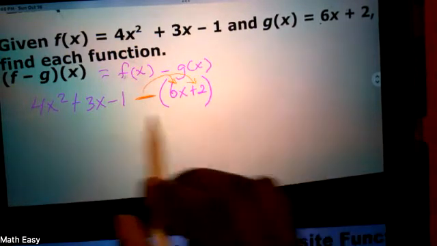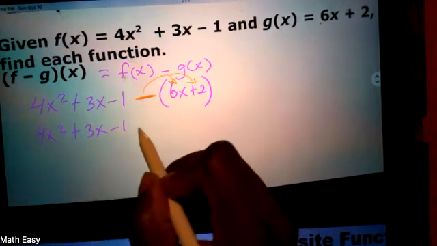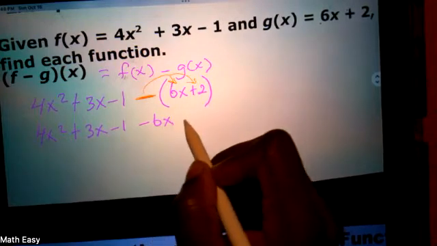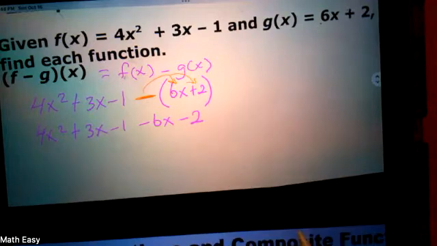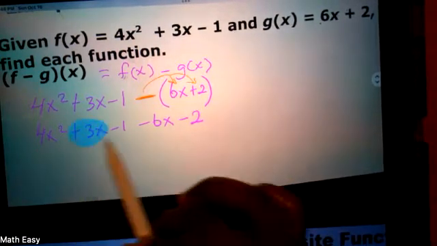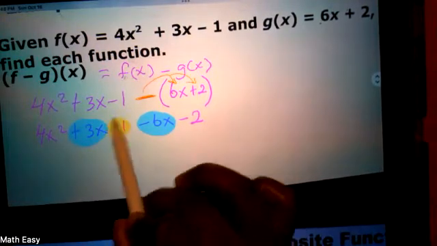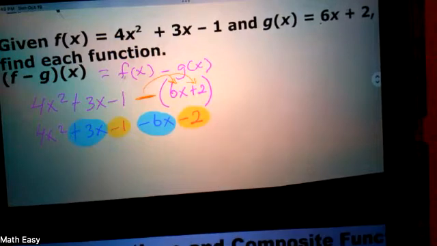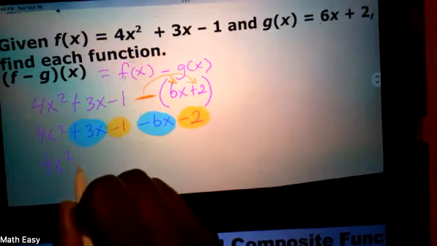So we can rewrite that part, and we will be left with negative 6x, and negative times positive gives us negative 2. Once we make that part clear, then we continue to simplify as normal. Plus 3x and negative 6x. We will also combine negative 1 and negative 2. Again, this will give us 4x squared.